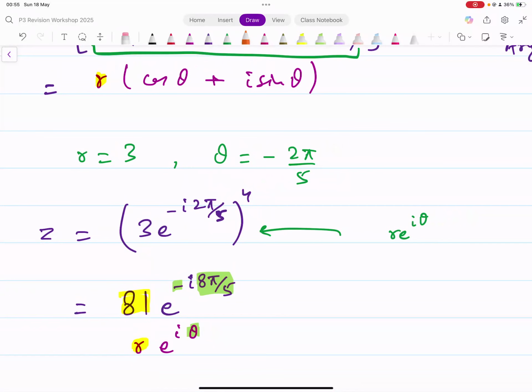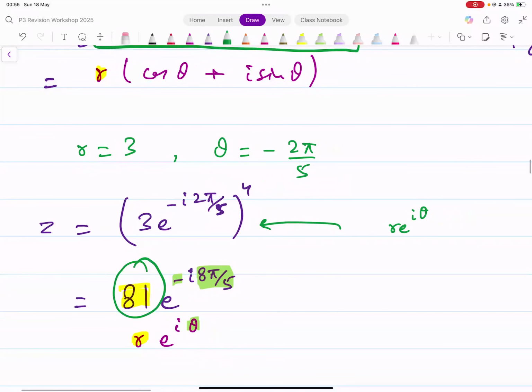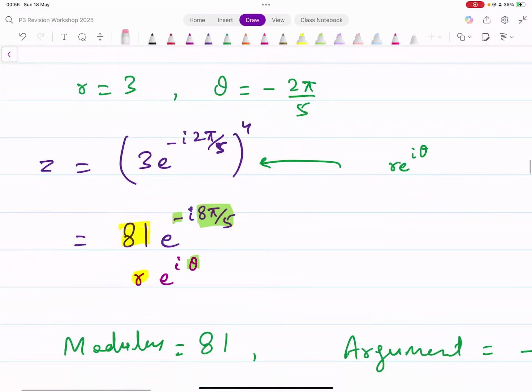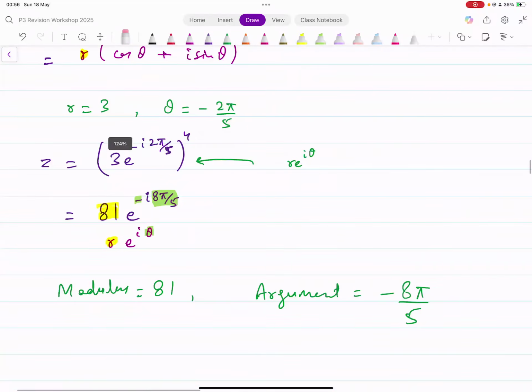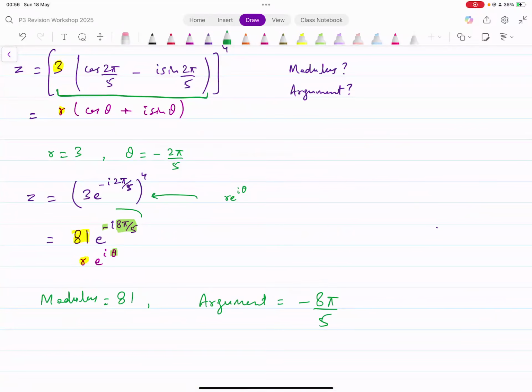So now what's the modulus? The modulus is 81. What about the argument? From this form, the argument appears to be minus 8 pi over 5, right? However, they would have the condition given in the question that the argument has to be between minus pi and plus pi. This is not in that interval. This is outside the interval. Now, where is minus 8 pi over 5 going to be? It's actually going to be like this. This is minus pi, and then you go beyond that. It'll be somewhere here, actually. This is the angle that we're talking about.